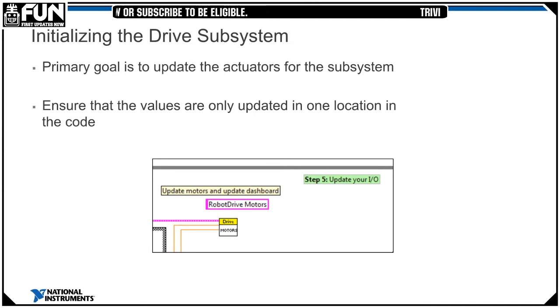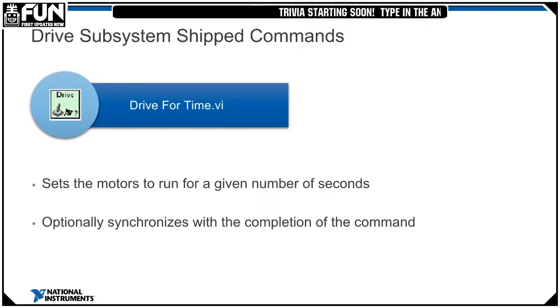So looking at the drive subsystem shift commands, we start with drive for time. This sets the motor to run for a given number of seconds. You can optionally synchronize this with the completion of the command, so you can get a signal that says, hey, I drove for 3 seconds, what do you want me to do next? And you can already have that next command queued up and ready to go. So as soon as you're done driving for 3 seconds, you're doing something else.